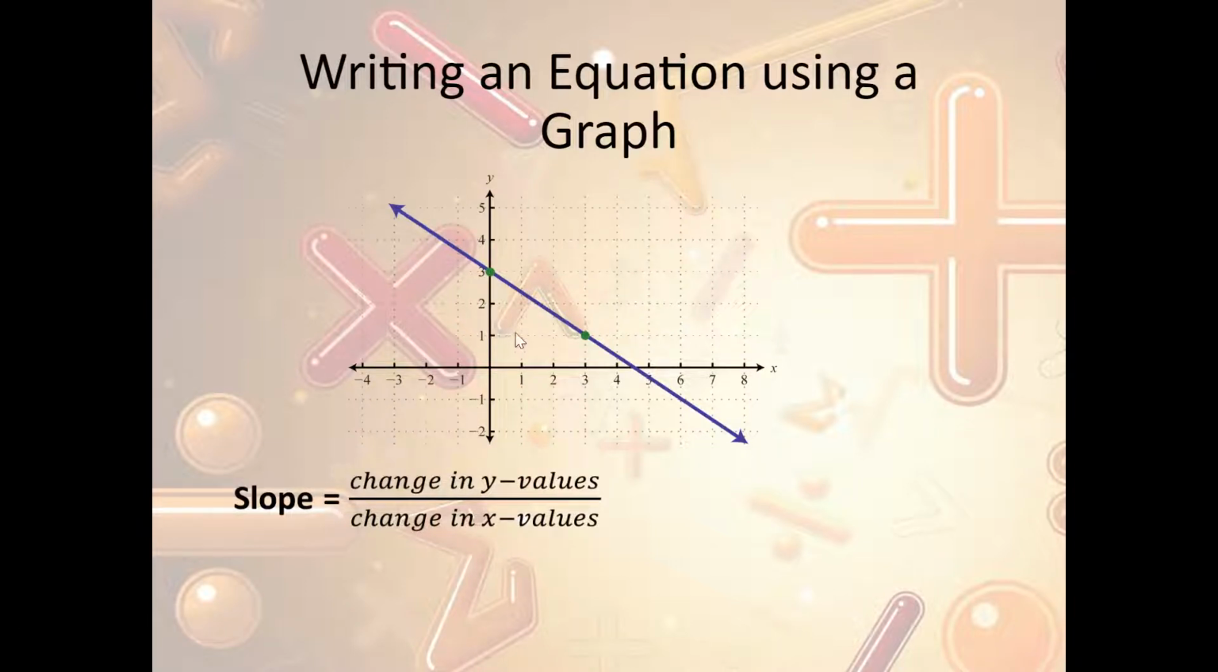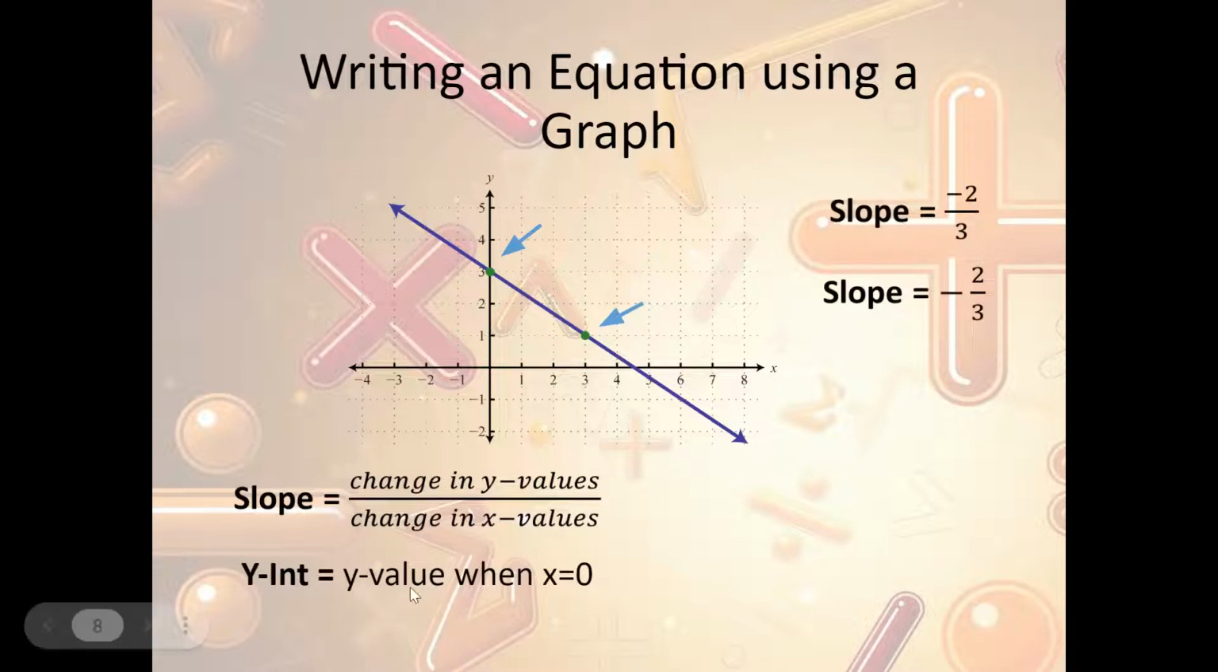And I went to the right 1, 2, 3. So that's positive 3. So my change in x is 3. So it's negative 2 over 3, which is negative 2/3. So that's my slope. Well, the y-intercept is the y value when x equals 0, which in this case is right here. So my y-intercept is 3.